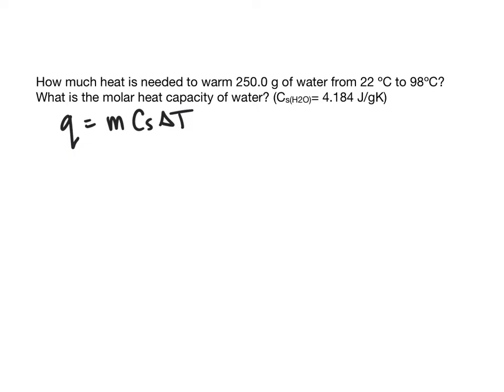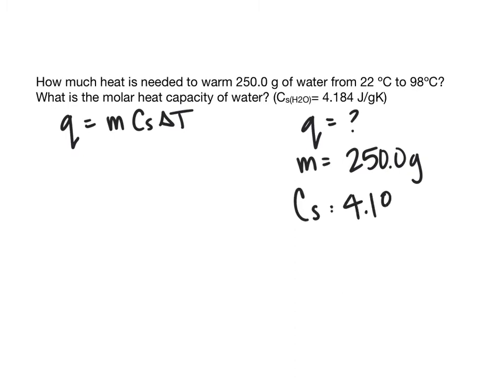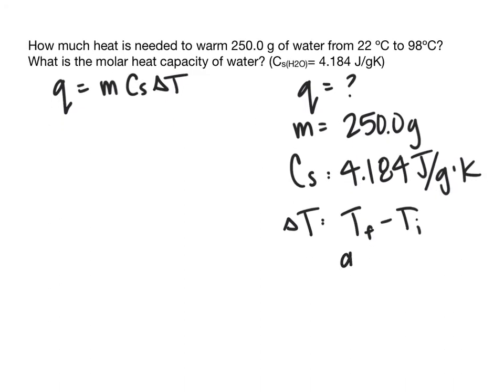So in this case, I like to think about what do we know and what do we not know. So Q is our question mark, so we're going to solve for that. Our M in this case is 250.0 grams. C sub s is provided in this equation, so it's 4.184 joules per gram Kelvin. And delta T is going to be T final minus T initial, which is our 98 minus 22.